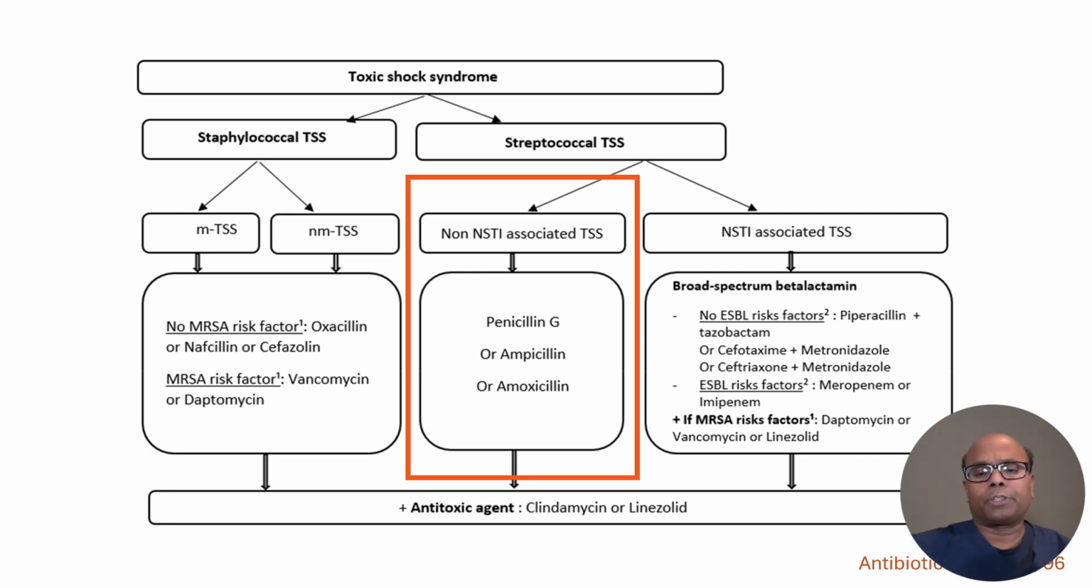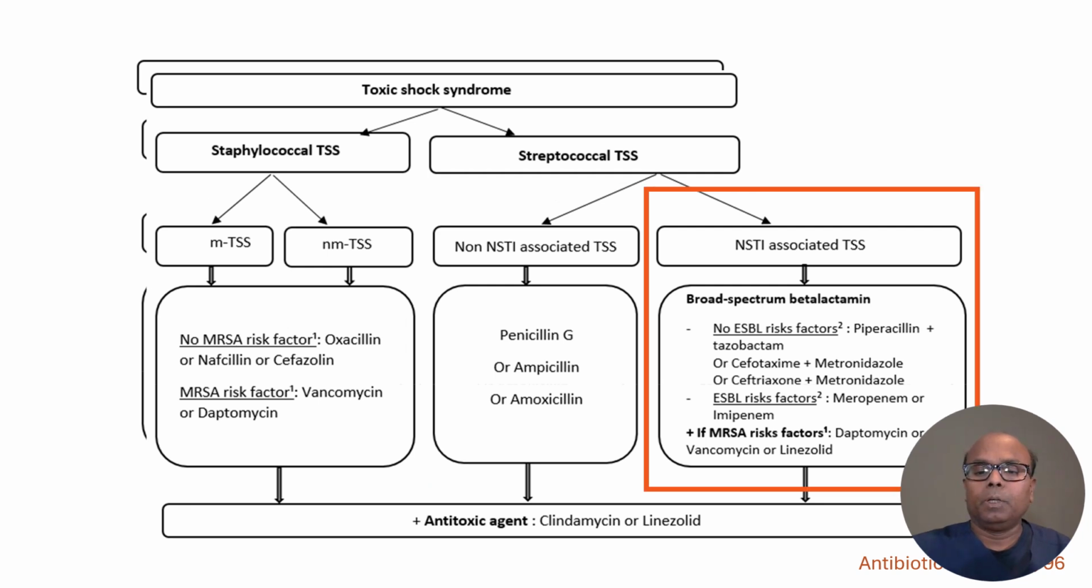The streptococcal toxic shock syndrome, again grouped into 2, whether associated with necrotizing soft tissue infection or not associated with necrotizing soft tissue infection. When it's not associated with necrotizing soft tissue infection, one can treat with penicillin, ampicillin, and amoxicillin. If there is an associated necrotizing soft tissue infection, one should add metronidazole along with piptazo or cefotaxime, a 3rd generation cephalosporin, or metronidazole with ceftriaxone or piptazo.